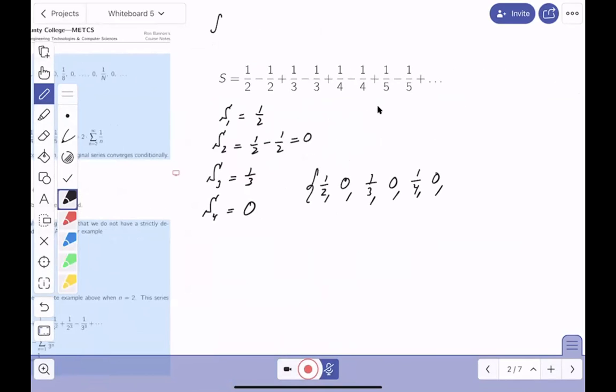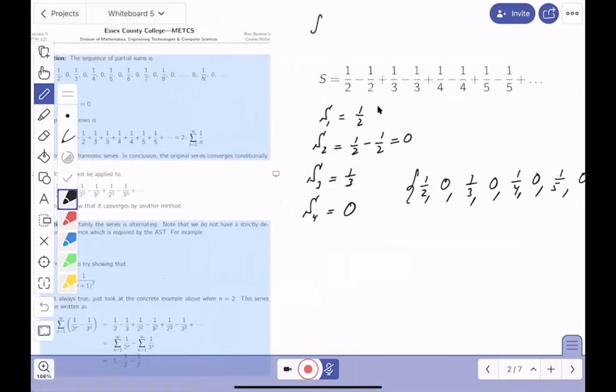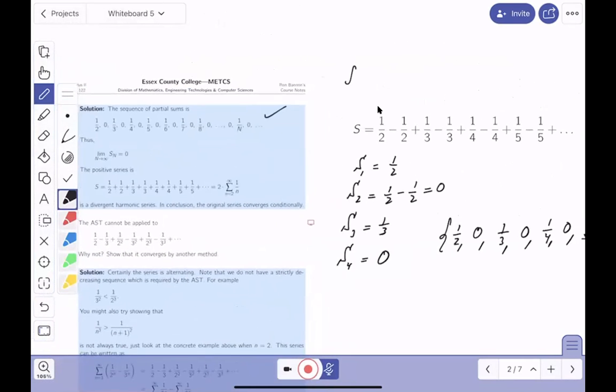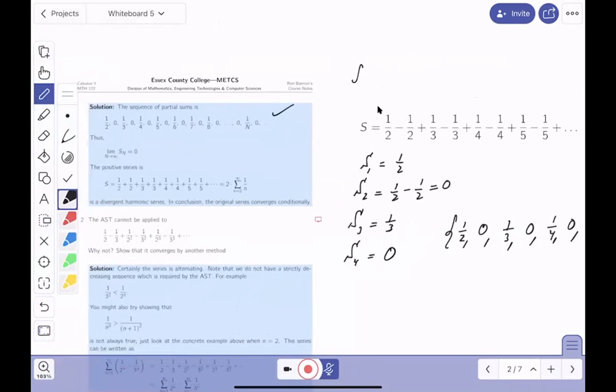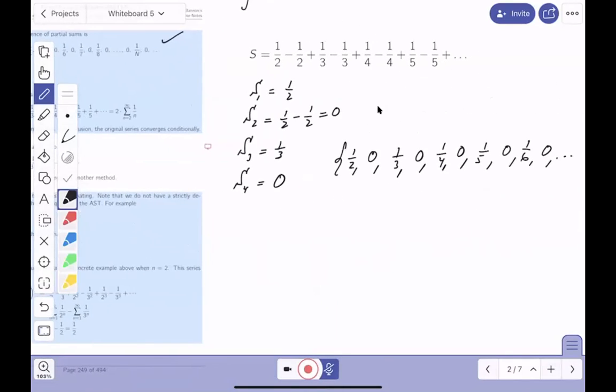So let's see if I did that right. 1/2, 0, 1/3, 0, 1/4, 0, 1/5, 0, 1/6, 0, and so on. Well, looking at it, I'm going to say it's not bad. It's written over here for you. And then, what's the limit of that sequence?